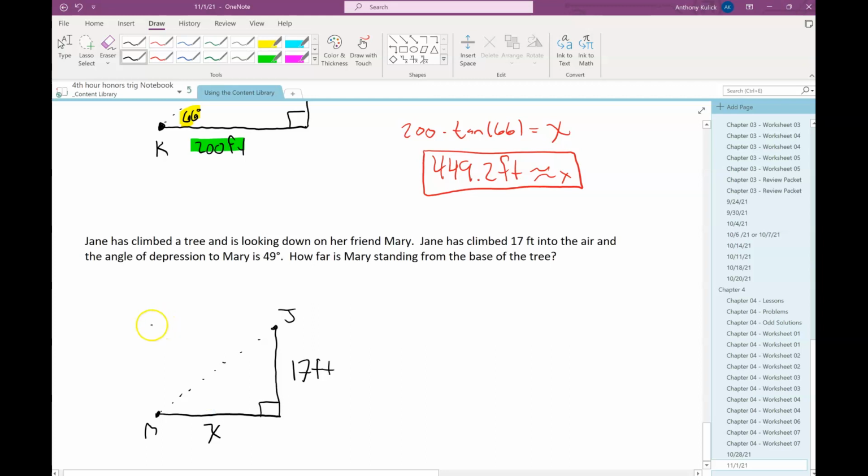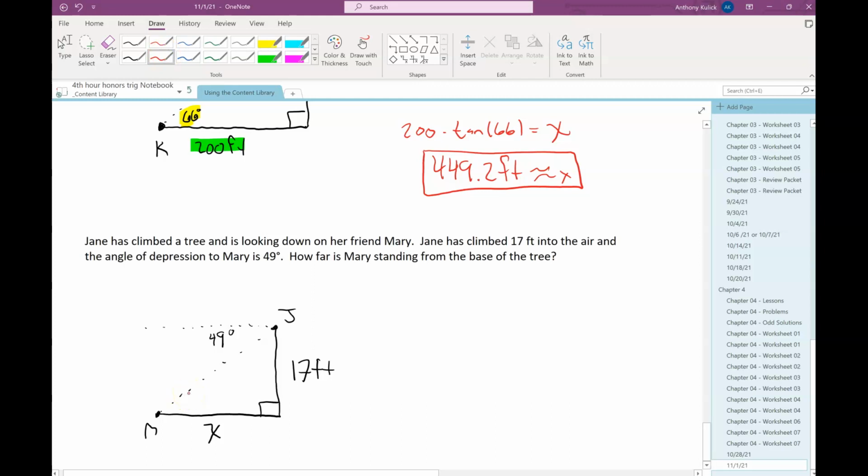Now, remember that this is an angle of depression. So the 49 degrees is actually out here. It's not inside of the triangle. Now you can see how easy it would be to make that mistake, right? And just want to put the 49 there next to the J inside the triangle. Got to be careful.